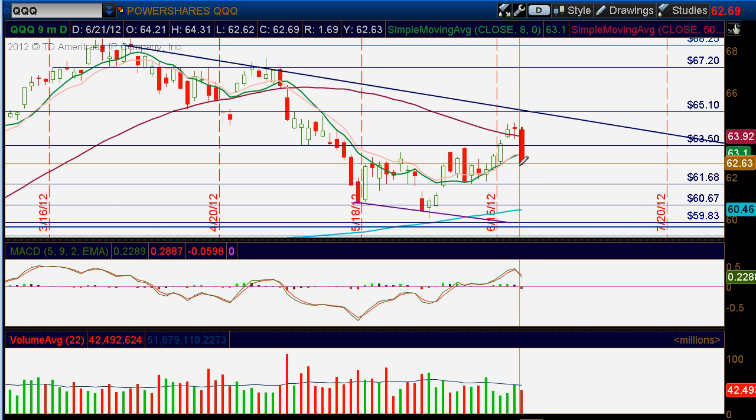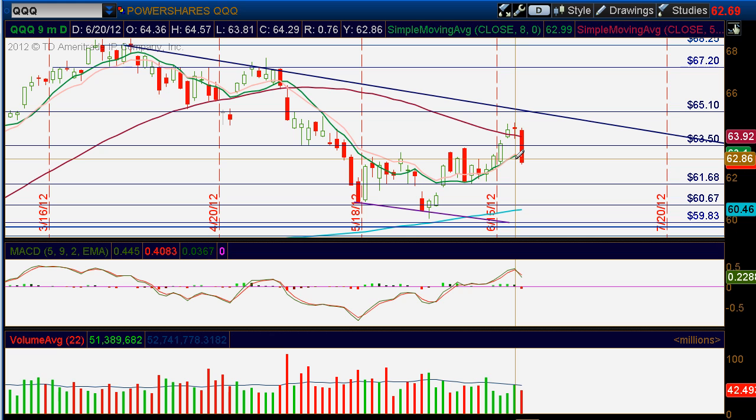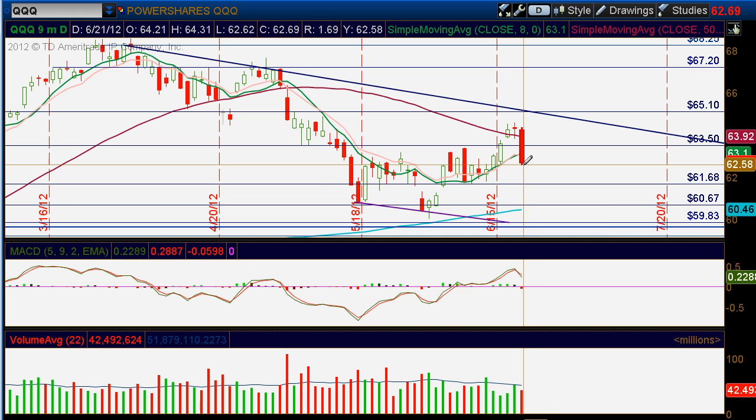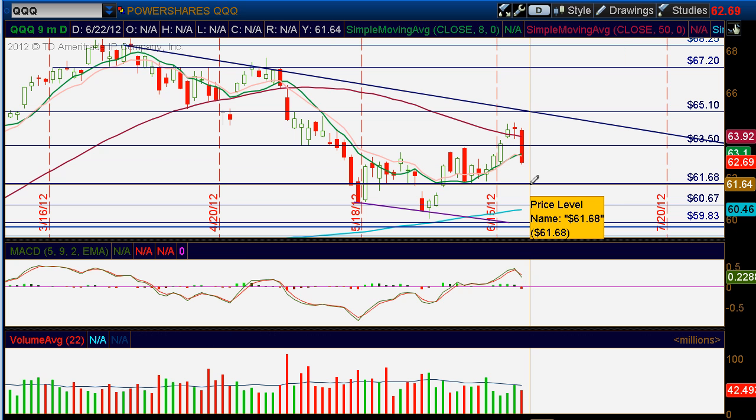So we are definitely back in bearish territory, back below all major moving averages, the 50-day, and then the 8 moving average, which is here in green. This is my favorite one. We are back below the 8 moving average, back in bearish territory according to it, and continuing lower to that next area of support down here, 61.68.